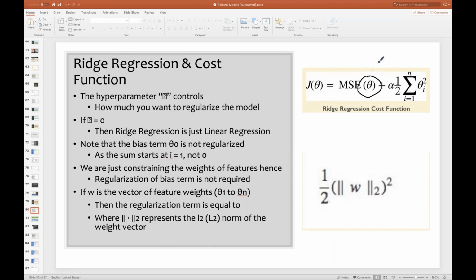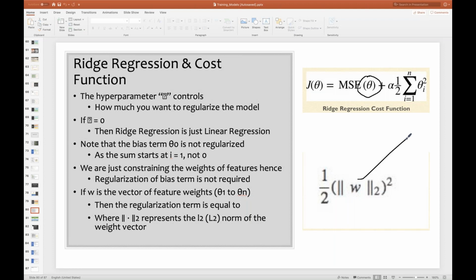Now, if W is the vector of feature weights theta 1 to theta n, look at the formula. This formula, I'm talking about this one. Then the regularization term is equal to the formula shown, where the pipes with the dot inside represent the L2 norm of the weight vector.